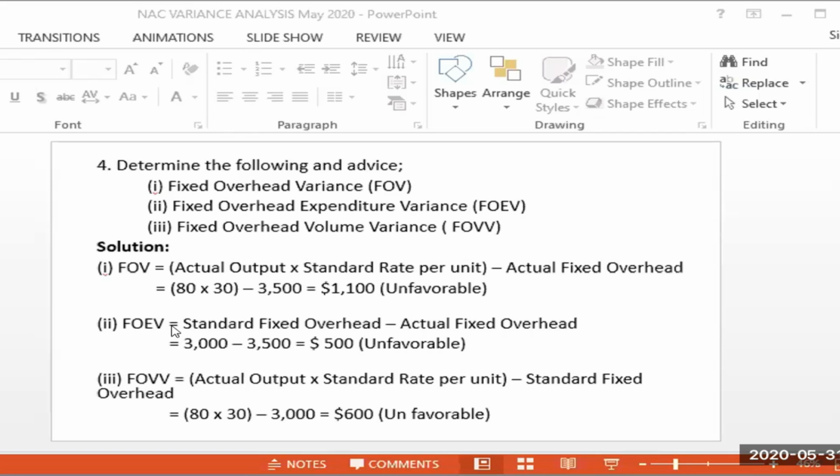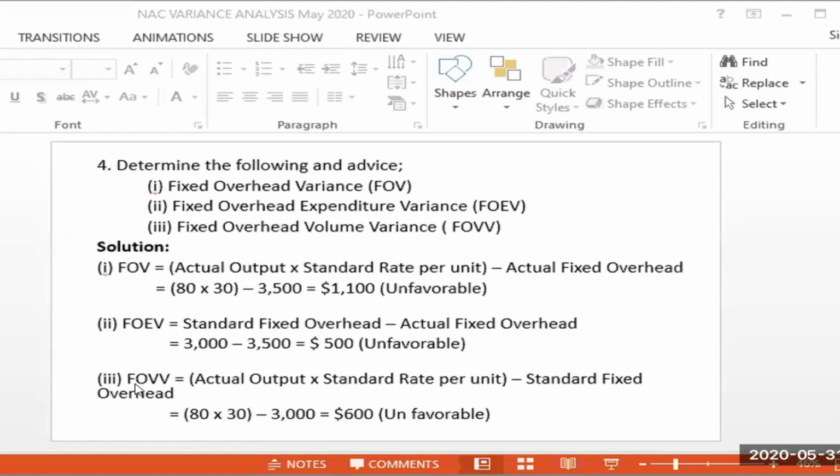Then we have the fixed overhead expenditure variance. It's standard fixed overhead minus actual fixed overhead. Our standard fixed overhead was 3,000 from the table. And then the actual was 3,500 from the table. So the difference is 500, and this is unfavorable because you can see 3,000 is less than 3,500. The difference is negative, so this is unfavorable.